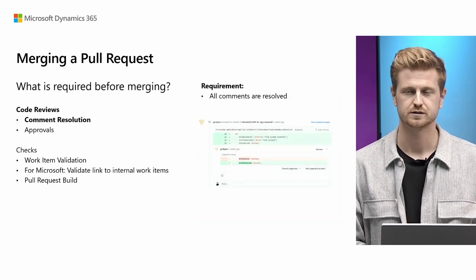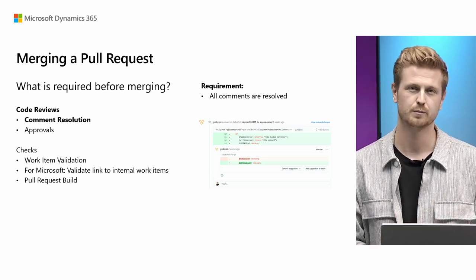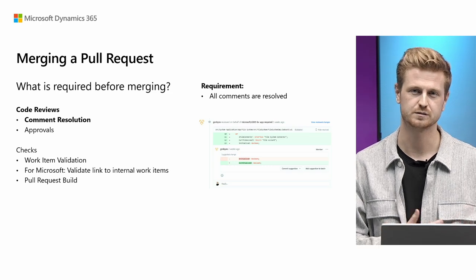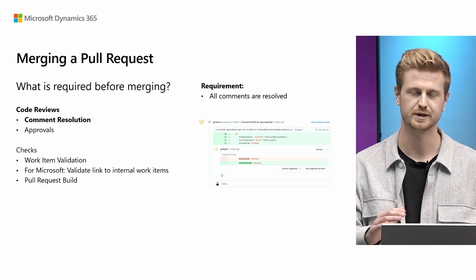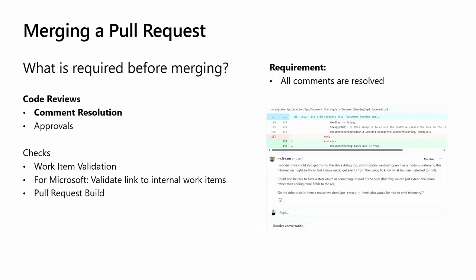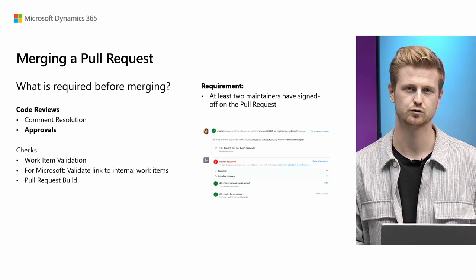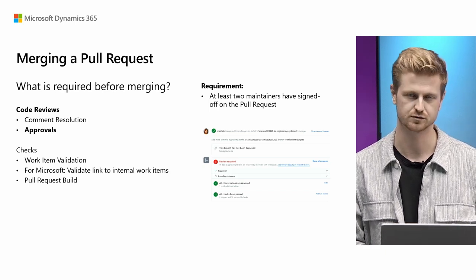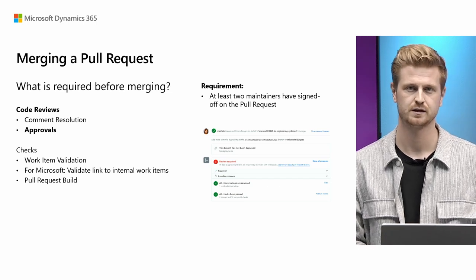So starting off with comments, the first thing we require is that all comments are resolved. As I said, when you open up your pull request, you'll get comments from us in Microsoft or other members of the BC community. And comments could be as simple as just committing a suggestion, or it could be something like a discussion item that you need to resolve with the reviewer. The important thing here is that all these conversations are resolved before the PR can be merged. The second step here is that you need approvals. We require at least 2 approvals from maintainers of the BC Apps repository, which essentially means 2 approvals from engineers at Microsoft.